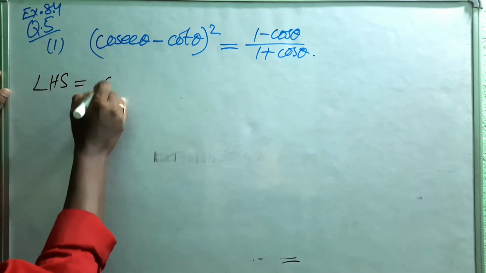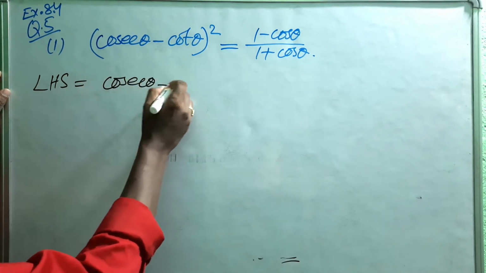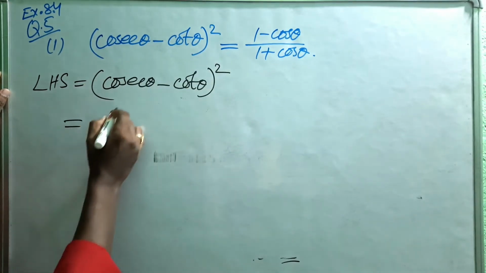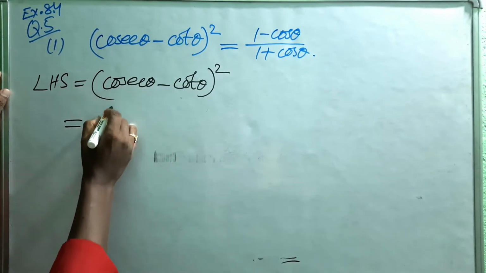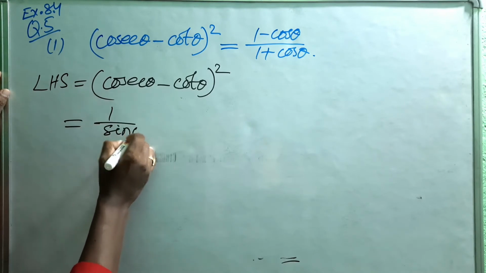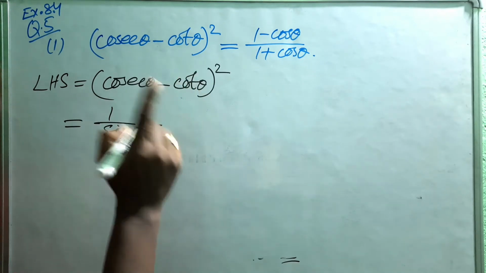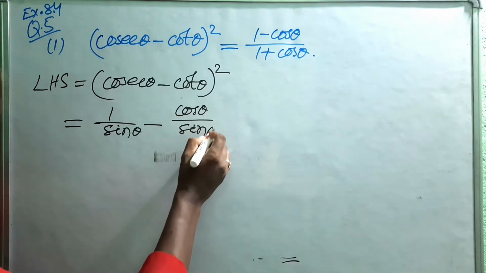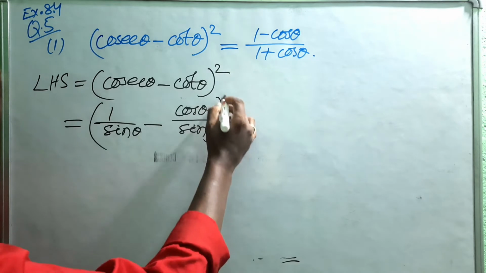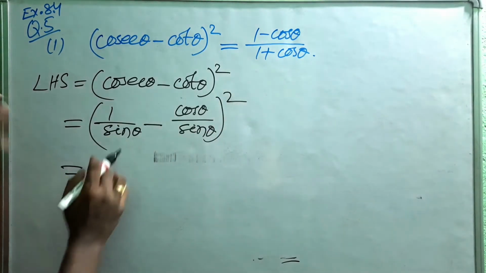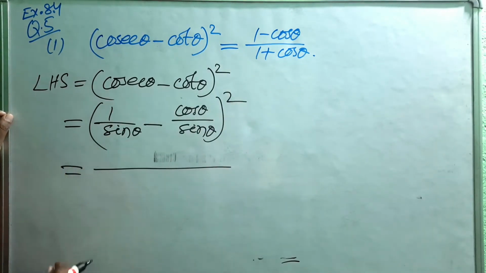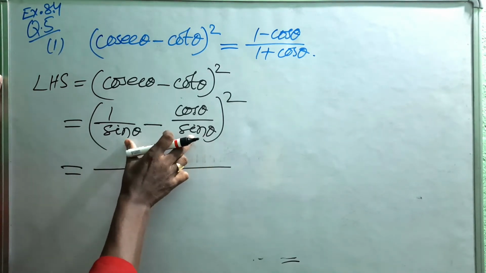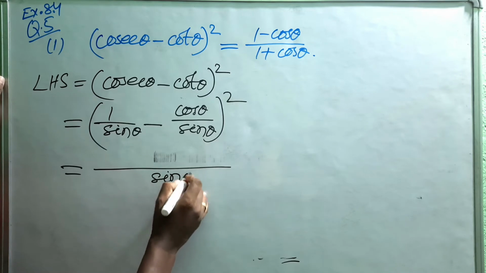Now LHS is (cosec theta minus cot theta) whole square. Now this becomes, cosec theta is nothing but 1 by sin theta. Then cot theta is cos theta by sin theta. Now its square is given. Now this becomes, now take the LCM. Now here is sin theta, here is sin theta. Same thing is written here and here. So the LCM will be sin theta.